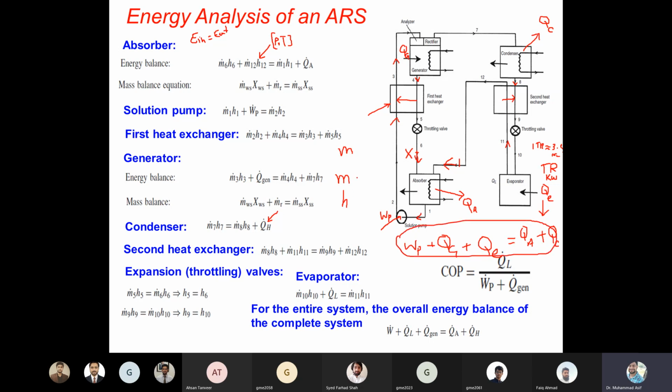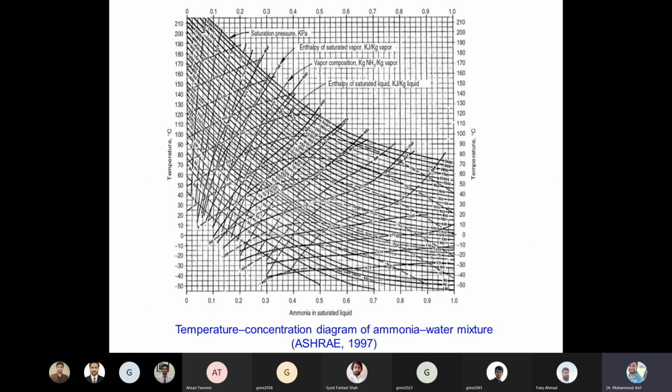So, how can you calculate the enthalpy? You know that these enthalpies you can calculate from the property chart and property table, but before that you must know the pressure and temperature or the concentration at various points, right? So to calculate the properties, we have various property charts. For example, you can see this chart. This chart I have copied from the ASHRAE handbook.